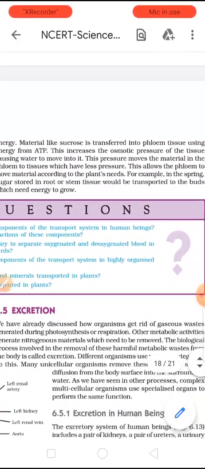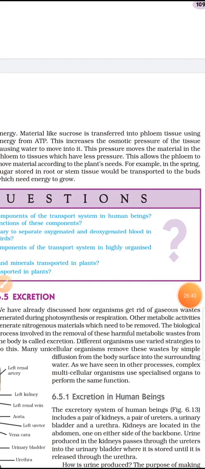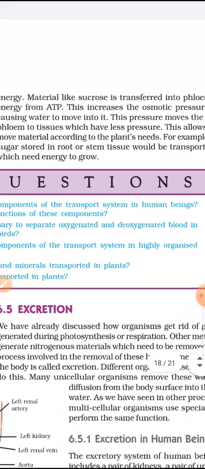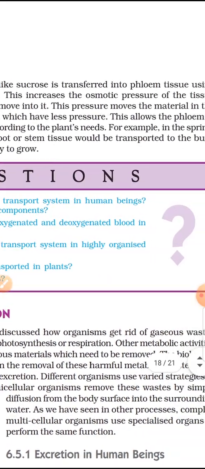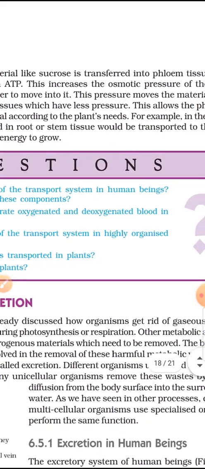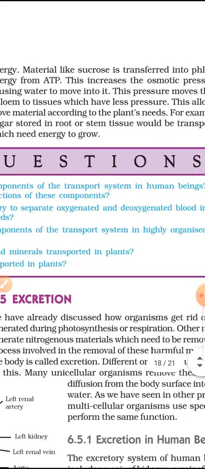Okay, I'll just read this content again. A material like sucrose is transferred into phloem tissue using energy from ATP. This increases the osmotic pressure of the tissue, causing water to move into it. Okay, this pressure moves material in the phloem to tissue which have less pressure. This allows the phloem to move material according to the plant's need.